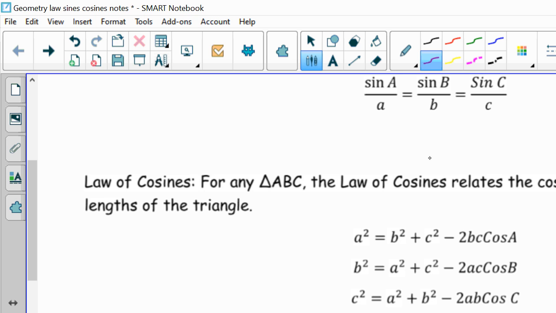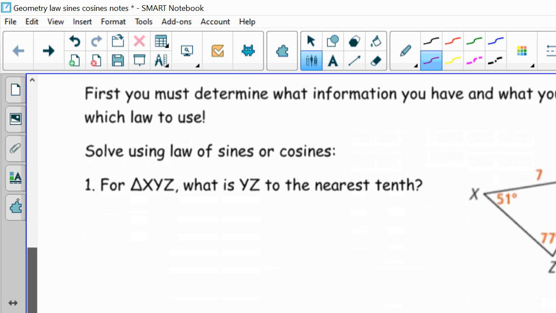All right, so first you must determine what information you have and what you need to find in order to know which law we're going to use. So this just says solve using the law of sines or cosines. Over here, I'm just going to list what we have. We have two angles and one side. It says for triangle XYZ, what is YZ, to the nearest tenth. So I need a side. I have two angles and a side, and I need to find a side. So this would be law of sines, LOS.